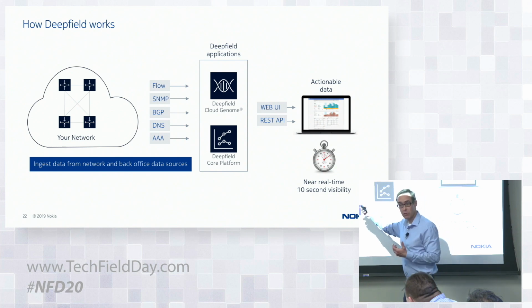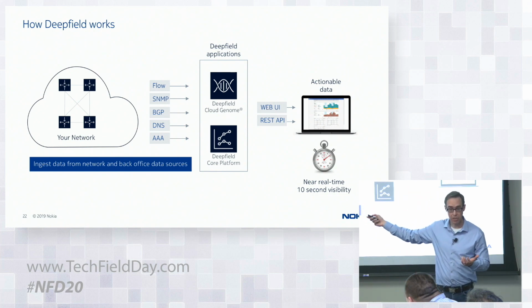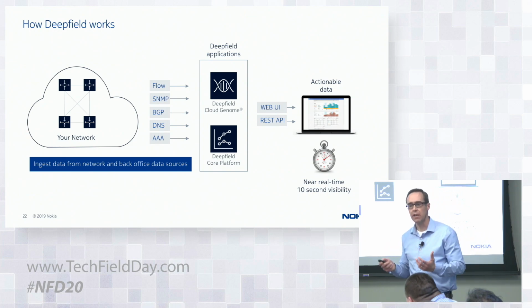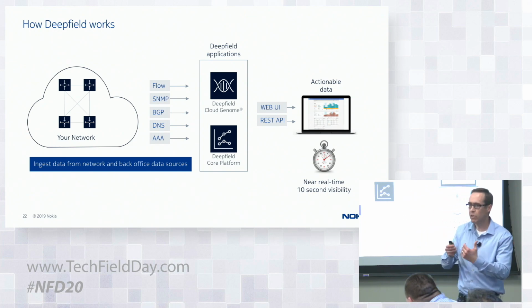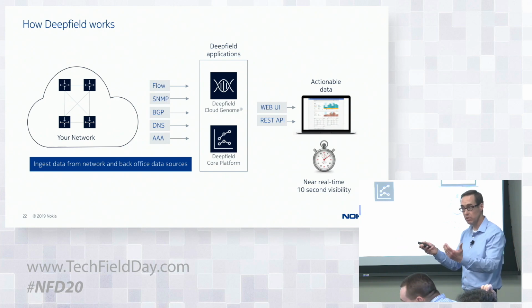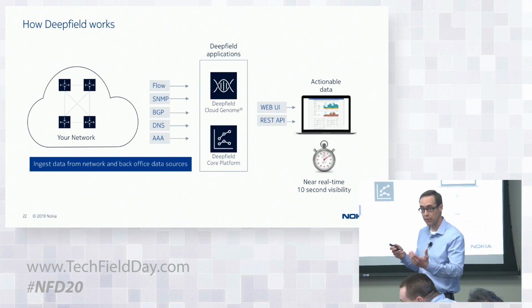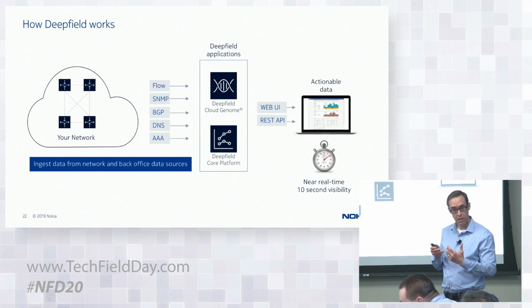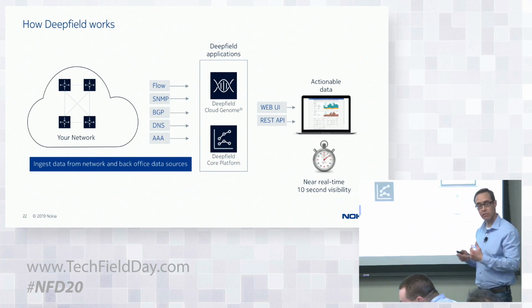We can also take in AAA information if you have a subscriber network. We can take in any other kind of custom information, like let's say you're an enterprise and you have a whole list of customers that you want visibility into, what they're doing on your network and how they're routing traffic. We can ingest a data file that has a mapping of all of that. And then we can use all this data to give you visibility into your network.